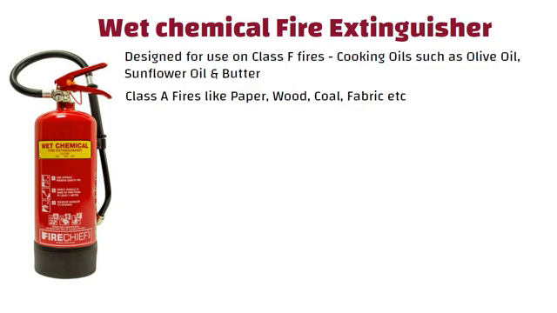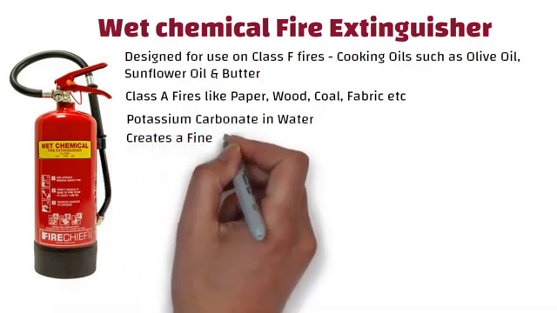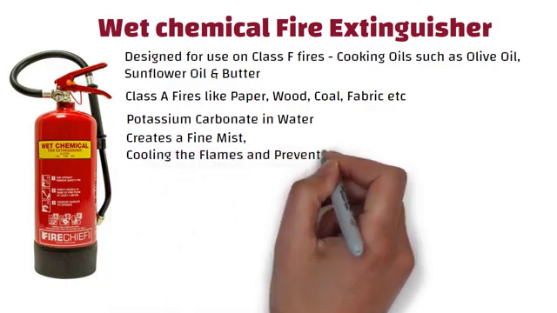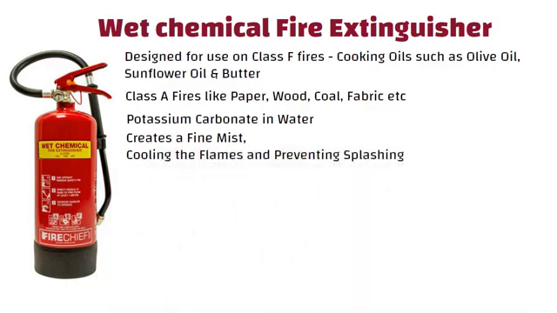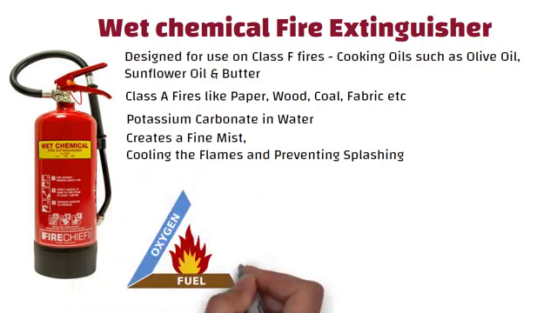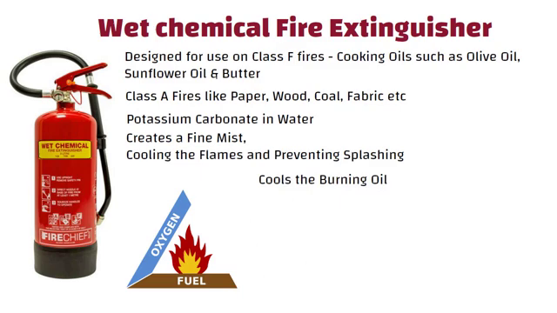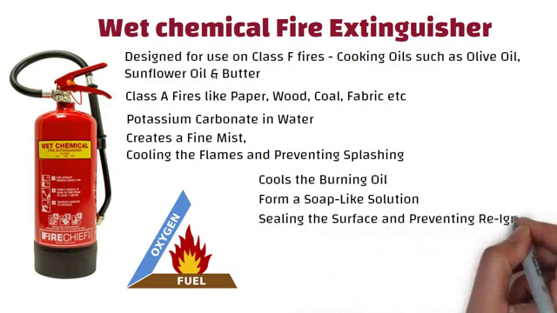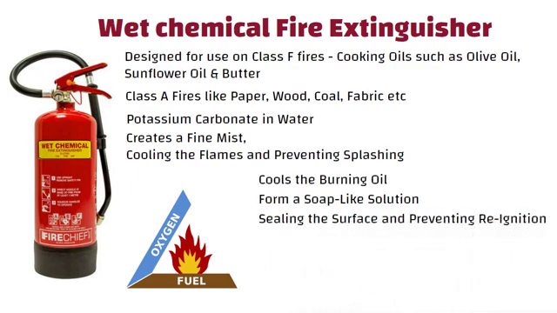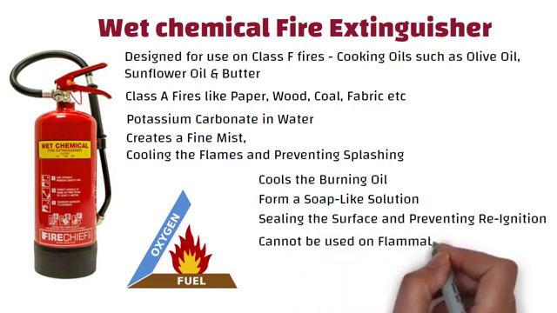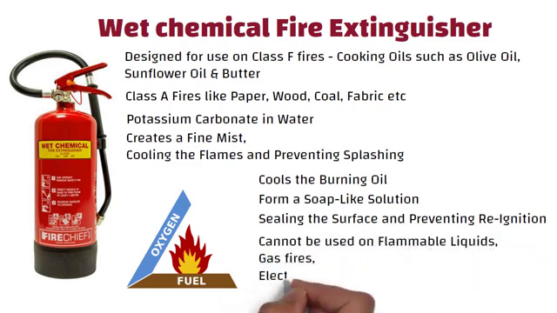They consist of a pressurized solution of alkali salts like potassium carbonate in water, which when operated creates a fine mist, cooling the flames and preventing splashing. The wet chemical removes heat element from fire triangle, cools the burning oil and chemically reacts to form a soap-like solution, sealing the surface and preventing reignition. However, it cannot be used on fires involving flammable liquids, gas fires, electrical fires, and flammable metals.